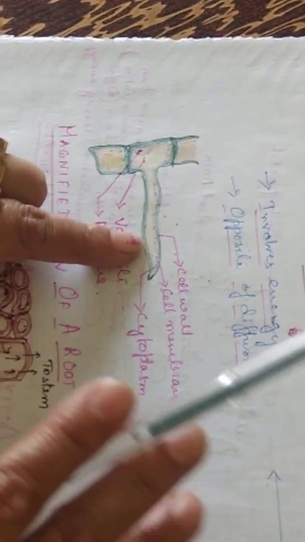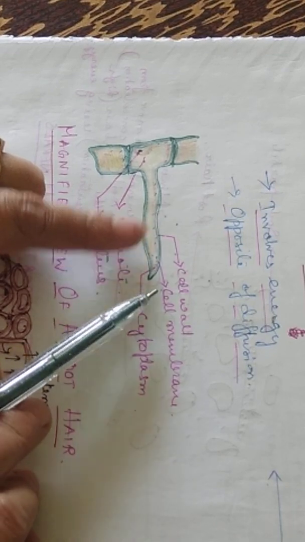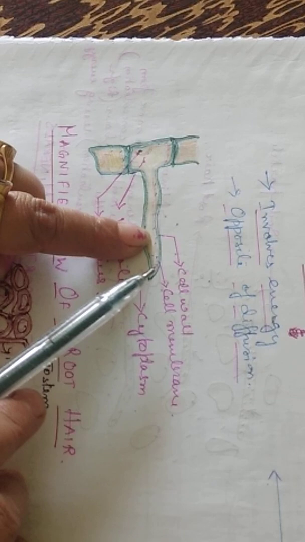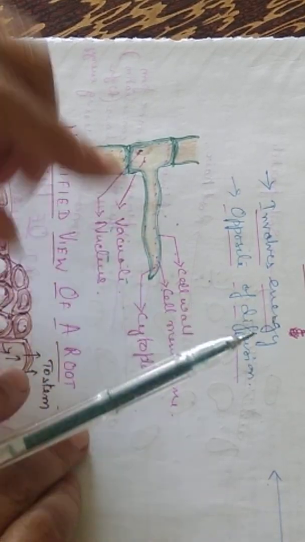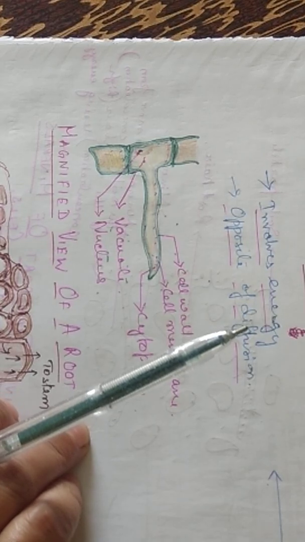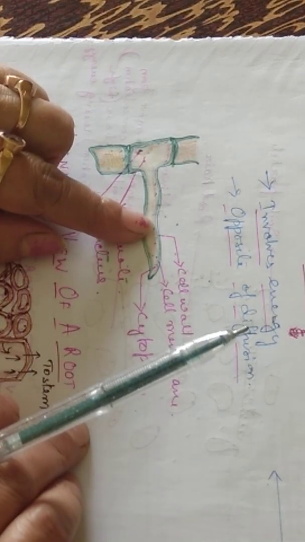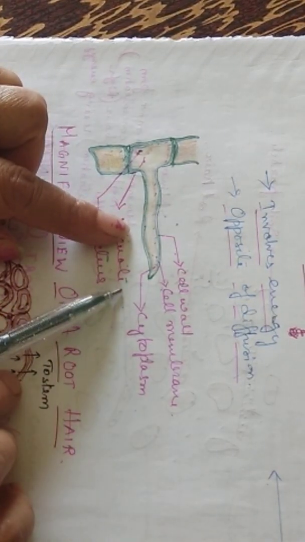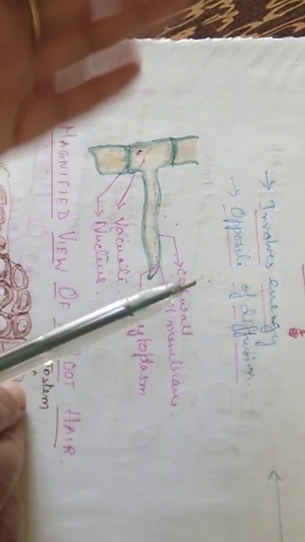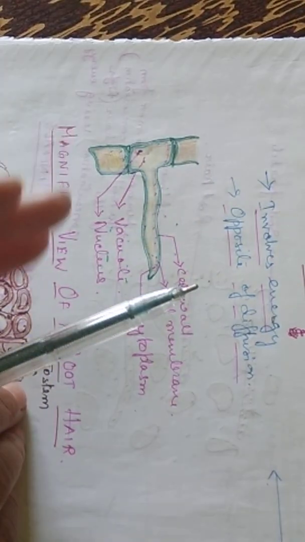But the minerals have a lower concentration in the soil than the root hair cells, which have a higher concentration of minerals inside. Still, the molecules of minerals move from the soil to inside the root hair cells. This is done through active transport.